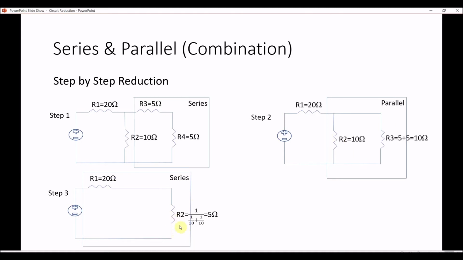Now, you look at the circuit you have, and you realize, oh, 20 ohms, 5 ohms, and they're connected in series, so you just add them. And you get 25. This is the same circuit as this one, and once again, it's much easier to do calculations with this.